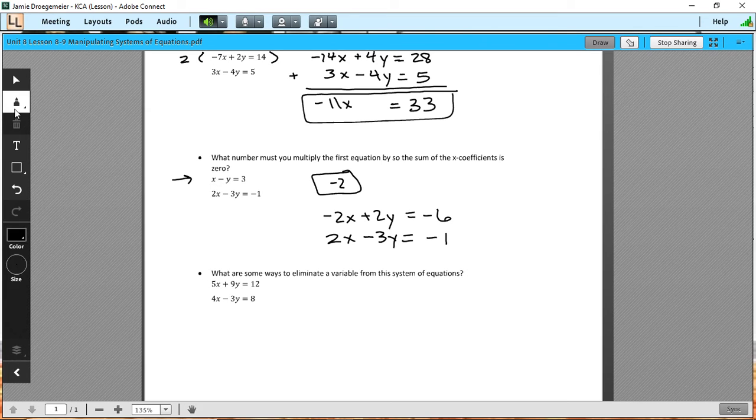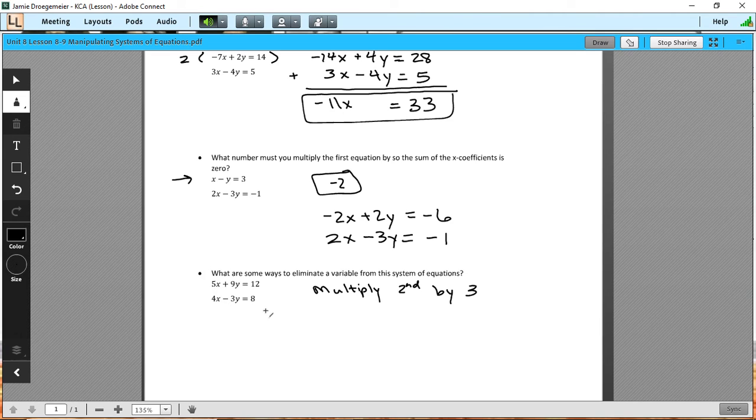So thinking about, what could I maybe multiply one of these equations by? Well, if you look, I have a positive 9y, a negative 3y here. If I multiply that second equation by 3, notice this would become positive 12x. This would be negative 9y. And so then when I add those together, the y would eliminate.